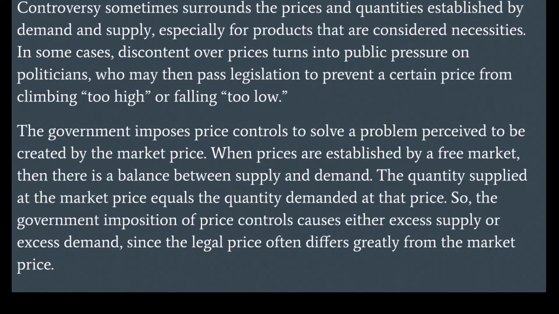When prices are established by a free market, then there is a balance between supply and demand. The quantity supplied at the market price equals the quantity demanded at that price. So the government imposition of price controls causes either excess supply or excess demand, since the legal price often differs greatly from the market price.